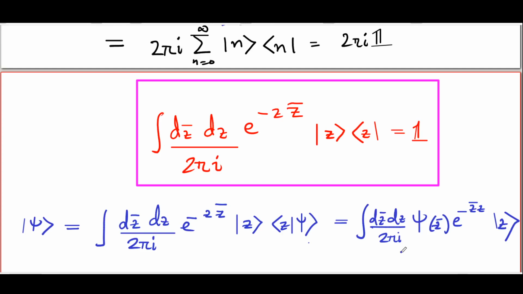So let us now examine what the matrix element of a normal ordered operator will look like if we write that in terms of the coherent states.